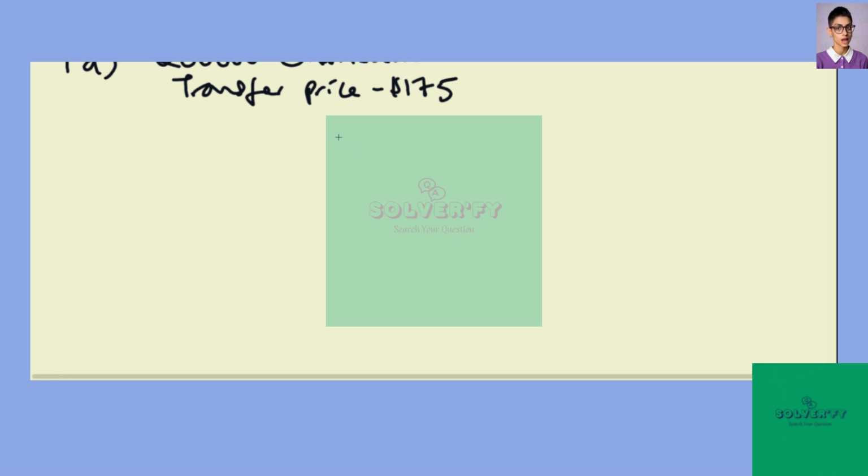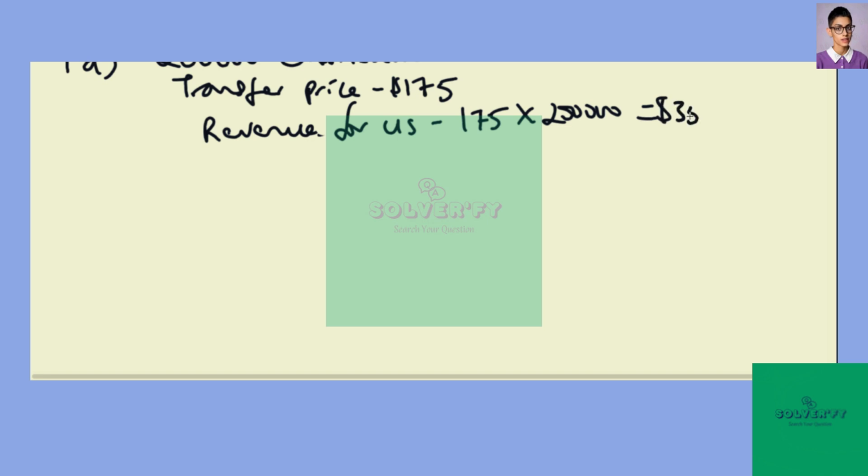So the revenue for the US is the transfer price of 175. The revenue for the US division is $175 multiplied by the total chainsaws of 200,000, which is $35 million. So this is the revenue for the US division. The manufacturing cost is the same as revenues, resulting in zero operating income. So this is for the US.